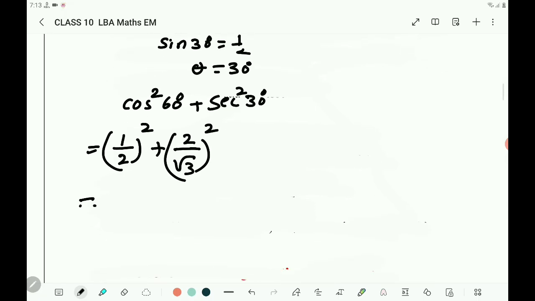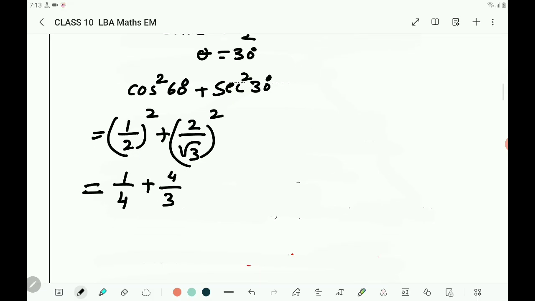1 by 2 whole square is 1 by 2 into 1 by 2, that is 1 by 4, plus 2 by root 3 whole square is 2 by root 3 into 2 by root 3, that is 4 by 3. Then take the LCM. LCM of 4 and 3 is 12. So 4 into 3 is 12. Then 1 into 3 is 3. Next 3 into 4 is 12. So 4 into 4 is 16.